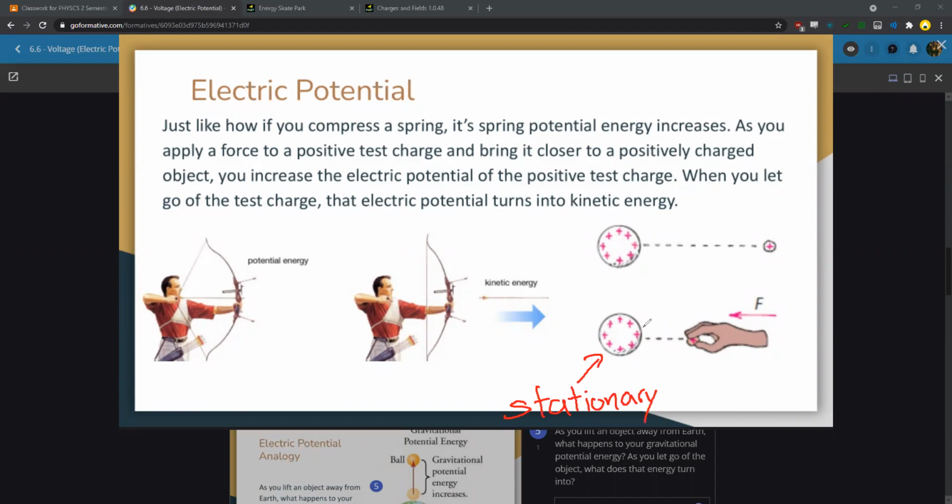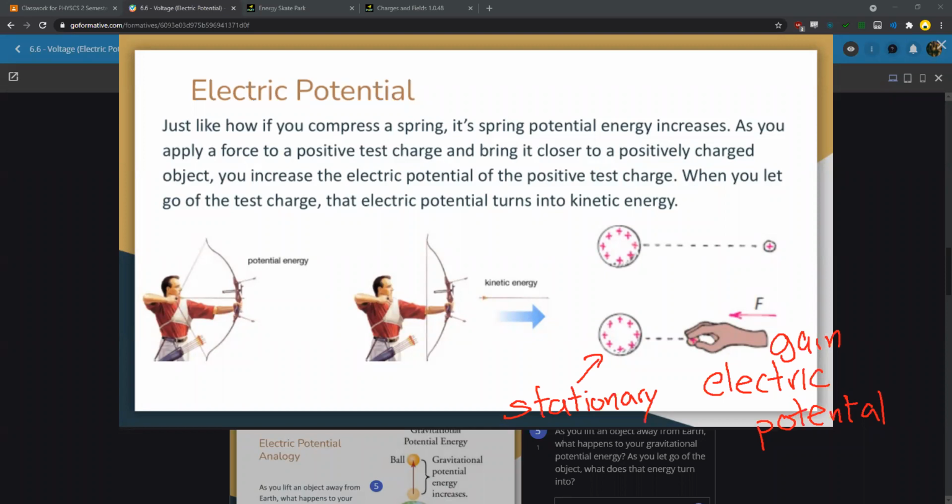Yeah, PE. That turns into potential energy, right? Electric potential. We're going to call it electric potential. So basically, as you push this charge closer and closer to this stationary positively charged object, you gain electric potential, right? You're basically forcing this charge to get closer and closer, even though it doesn't want to be. You give it a lot of potential energy.